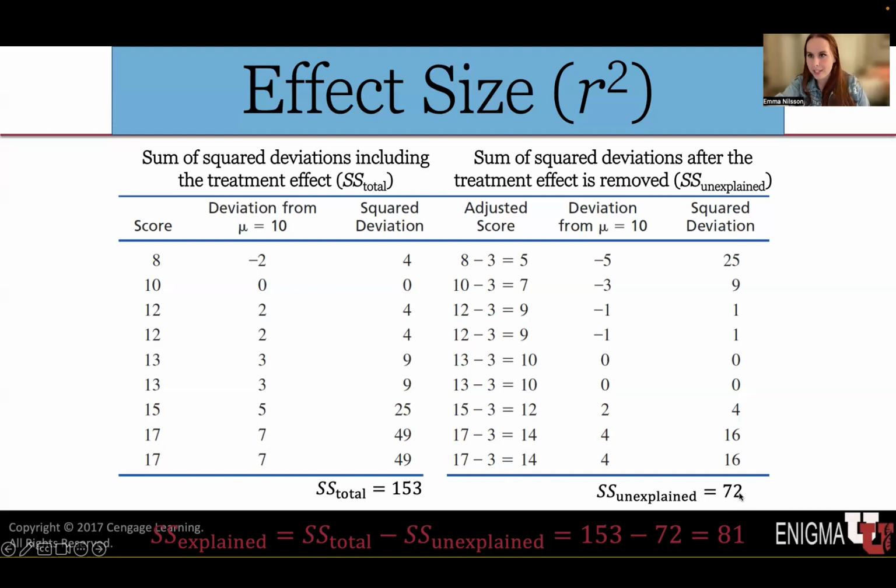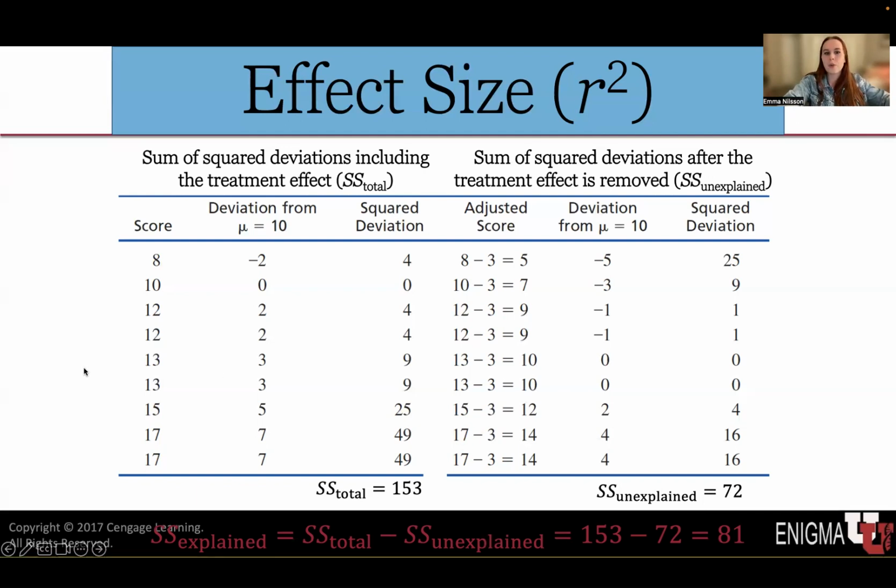What this 72 represents to me is the amount of variability that would be in the population regardless of a treatment effect. This is the variability that is unexplained. We don't know why it's there. There's no reason for it. It just exists. So if we take the total variability and subtract the unexplained variability, we get the variability that is explained exclusively by the treatment effect. So total 153 minus unexplained 72 gives us 81, which is the variability that is entirely explained by the treatment effect, which I think is really cool.